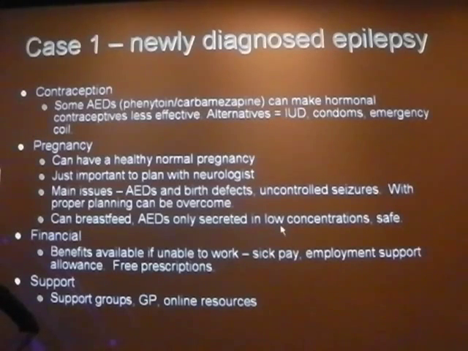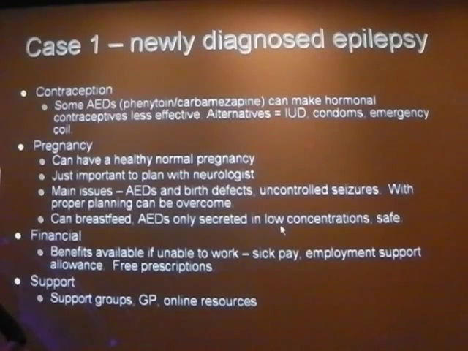Some of the anti-epileptic drugs can interfere with the contraceptive pill and make it less effective, including the emergency contraceptive pill as well, so all the hormonal ones. So, you can tell her that, but also say there are alternatives. It doesn't mean that this is going to really impact on your life, because of the intrauterine device, the emergency coil, condoms. So it's again just trying to offer alternatives to show how this is going to have the minimal impact on her life.